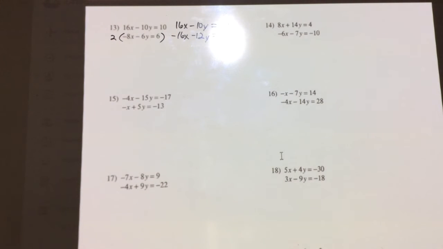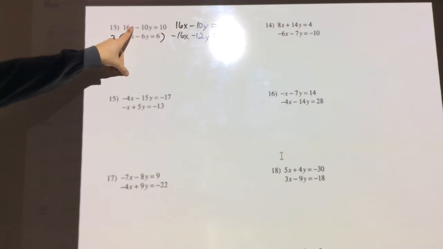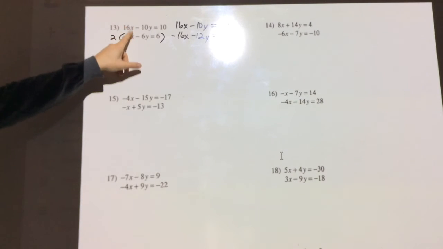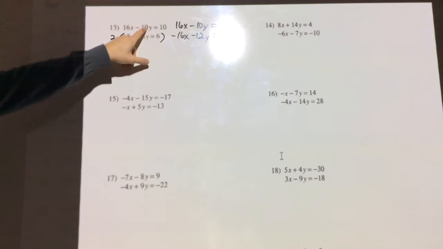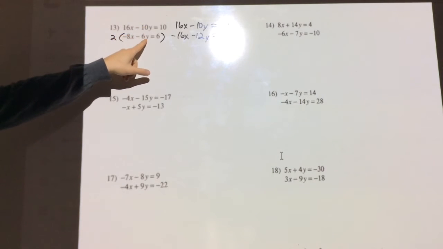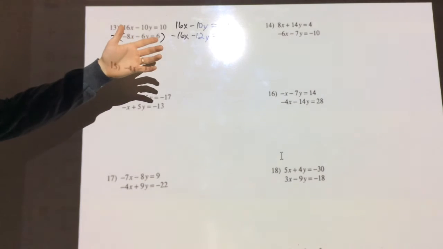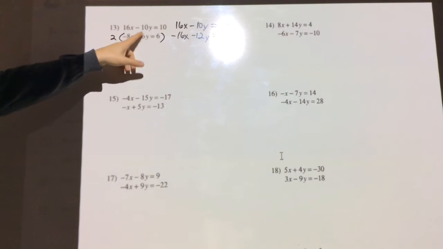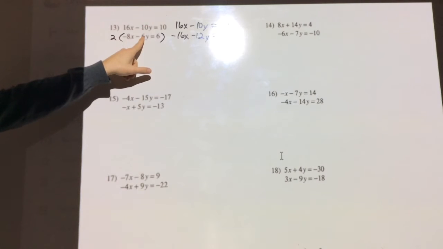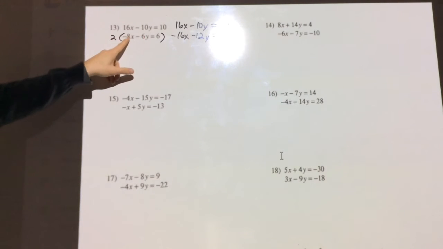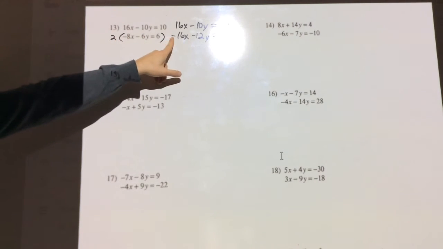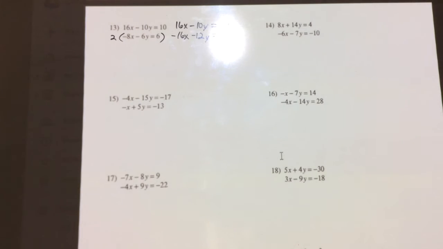Yes, Ian? Why are we multiplying by 2? Because 16x and negative 8x are not the same number. I could have done the same thing with y, but what's the first number that 10 and 6 both go into together? 30. And so going to 30, I have to multiply this and this to get a common number. Where down here, I only had to multiply negative 8 by 2 to make it become negative 16, which can now be canceled out. Yes, Abby?